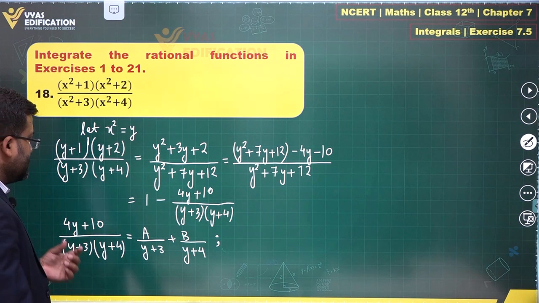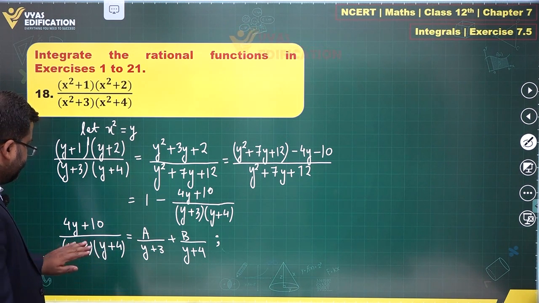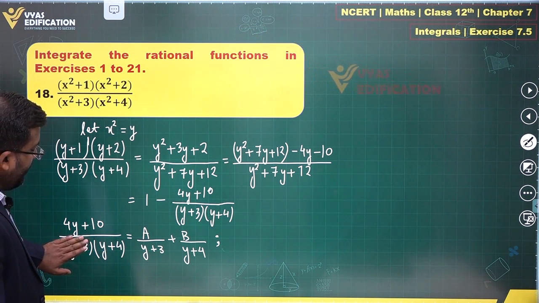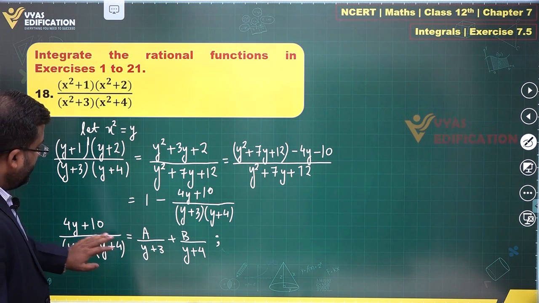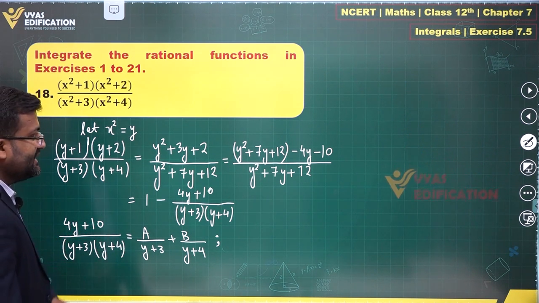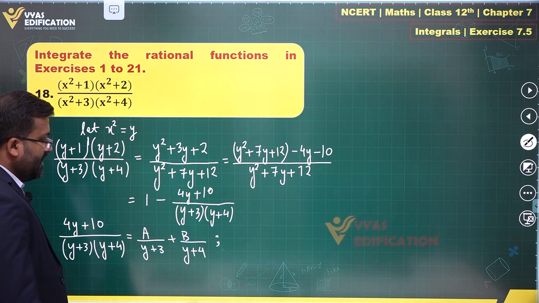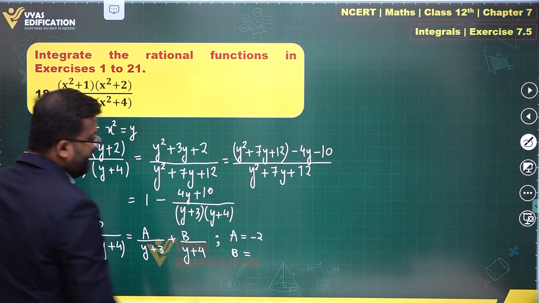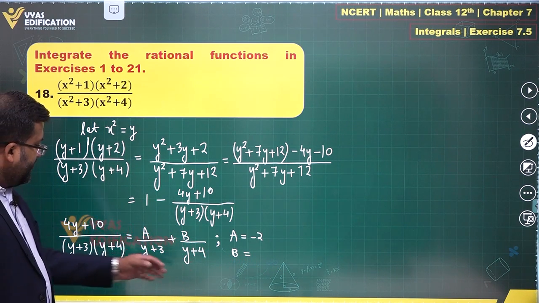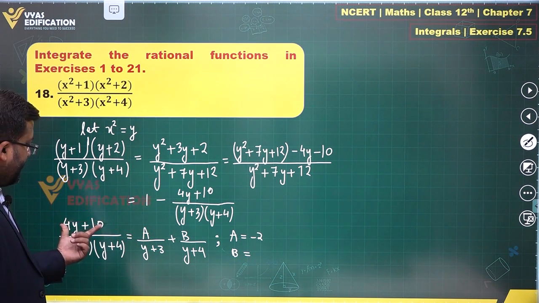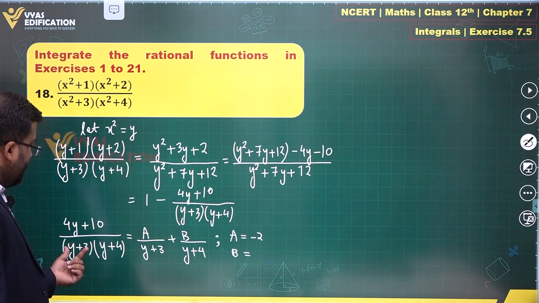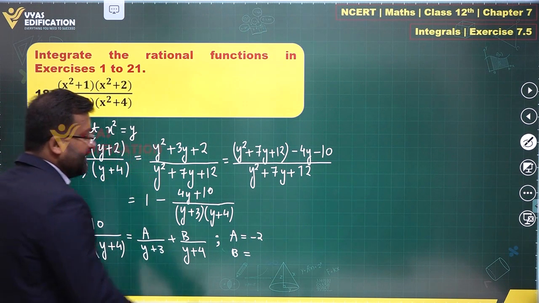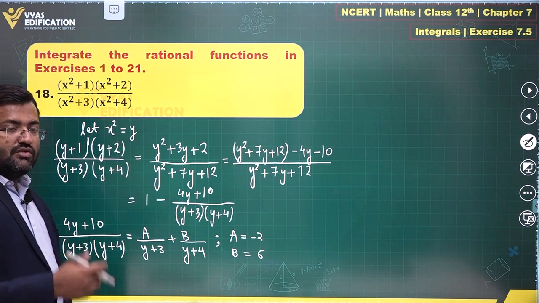And using those two equations, we'll get the value of a as, remove this, substitute y is equal to minus 3, right? So 4 minus 3 is 1. Minus 12 plus 10 is minus 2. So a will be simply equal to minus 2 and b here will be equal to what? Put y is equal to minus 4. This becomes minus 16 plus 10, which is minus 6. This is not required. This is minus 1. Minus 6 upon minus 1 is simply 6. This is what you get, right?